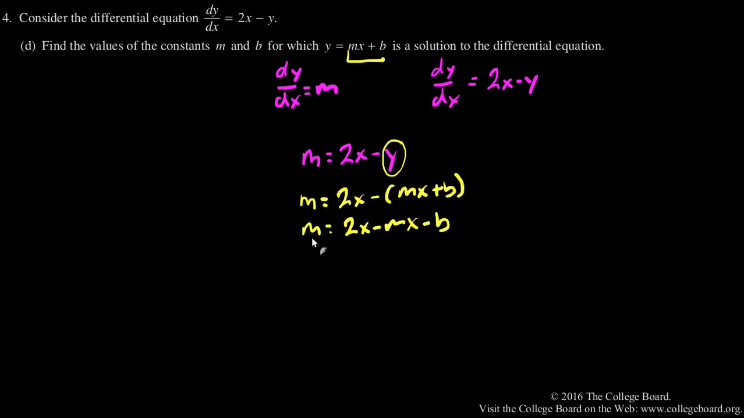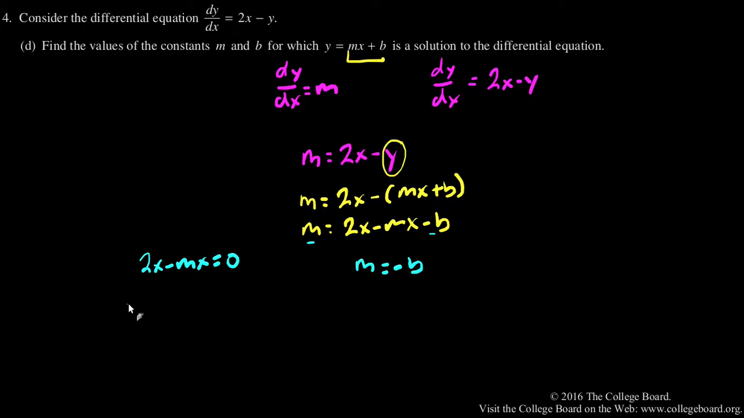And since m is a literal constant, it's not changing, I need to get rid of all of the x here. m cannot be defined in terms of x. x is a variable. So this lets me know that for the variable part, 2x minus mx has to equal 0. And then for the constant part, what's left over is this m and this negative b. m will equal negative b.